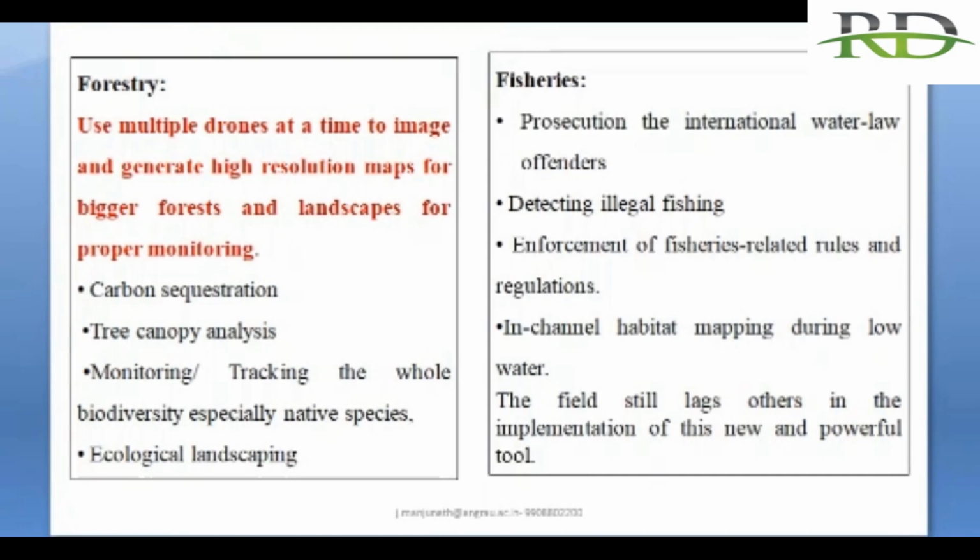Next is fisheries. It is also one of the best habitats we can observe. This is about illegal fishing. By flying the drone on the seashore, we can see illegal fishing, especially at international boundaries. Military people especially use these drones for this.